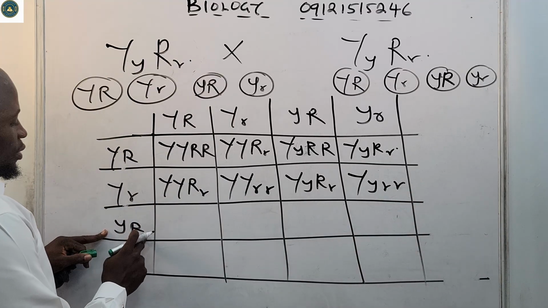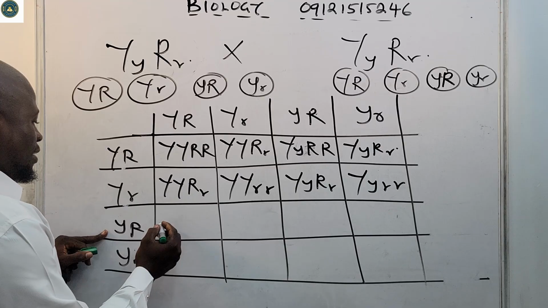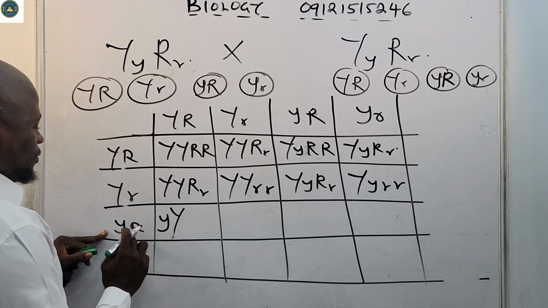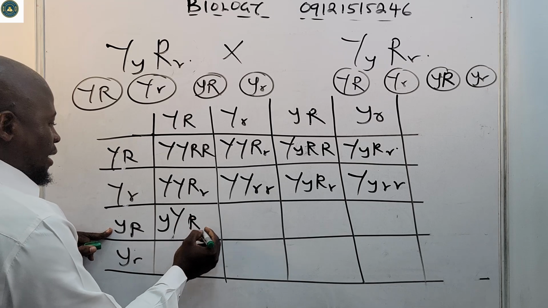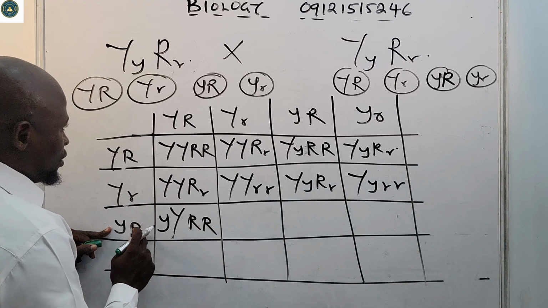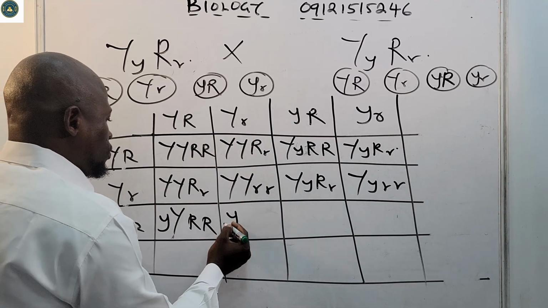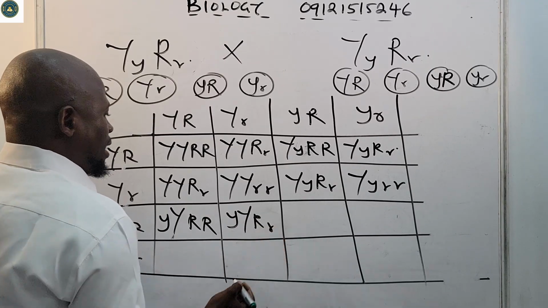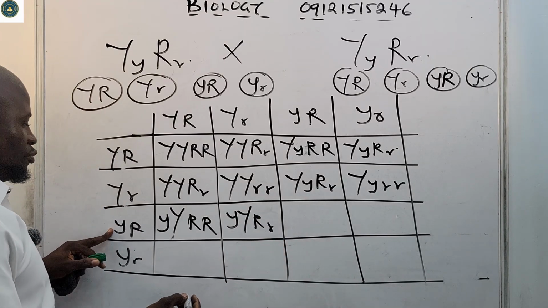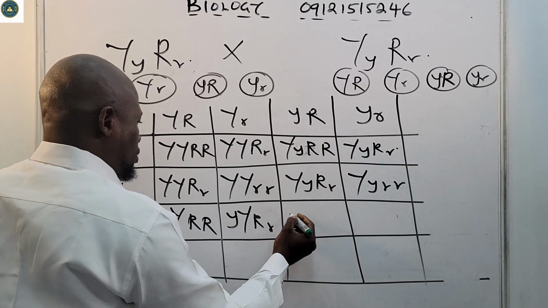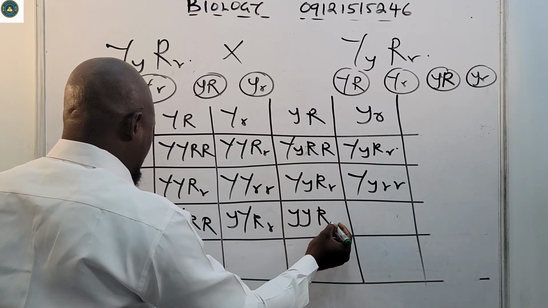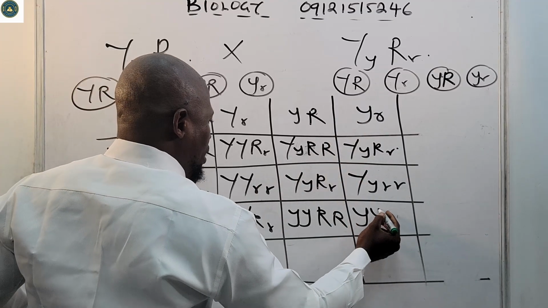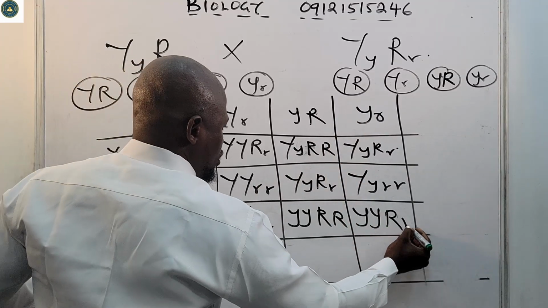Okay. So let's go with this one now. We used to multiply this. I'm going to have Y, Y, okay, Y, Y. I'm going to have R, R. This will multiply this. I'm going to have Y, Y, okay, R, R. Isn't it? Okay, this will multiply this also. I'm going to have Y, Y, R, R. Then this will multiply this. I'm going to have Y, Y, capital letter R, small letter R.